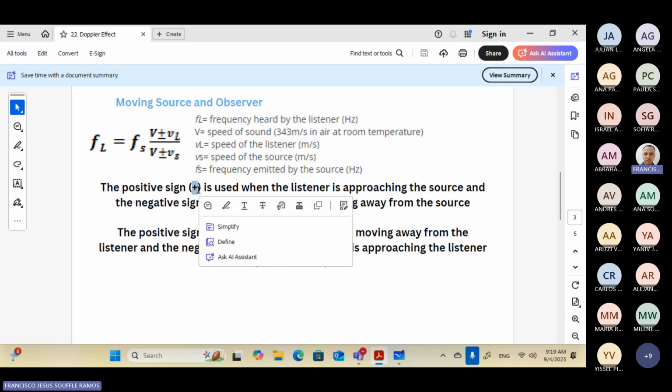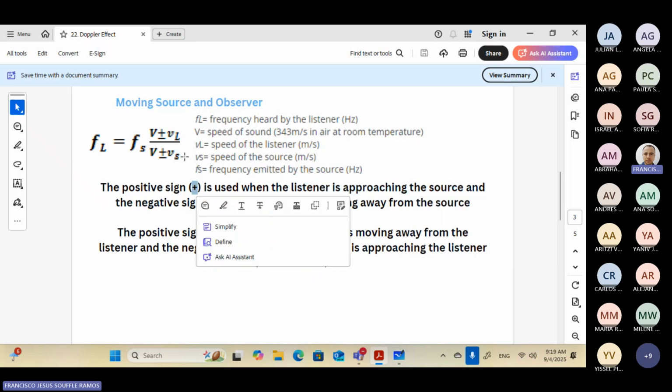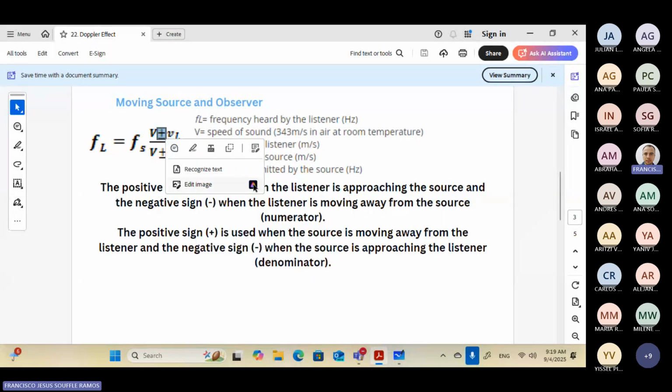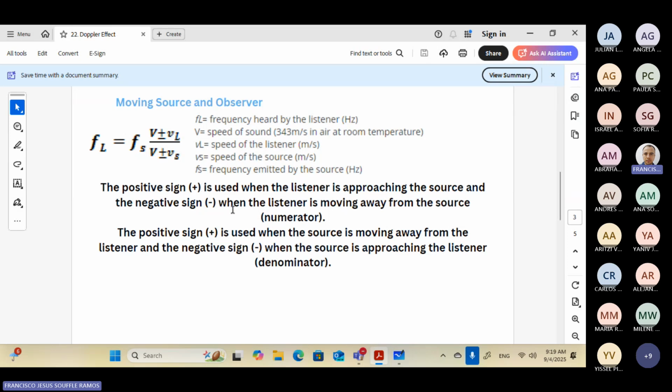So numerator, it will be positive when the listener is approaching the source. So you will take the positive sign up here, because this is the numerator, when the listener is approaching the source, when you're running towards the source that is making the sound. Or it will be negative if you're moving away from the source. Okay? That will be the sign for the numerator. You will choose in that way.